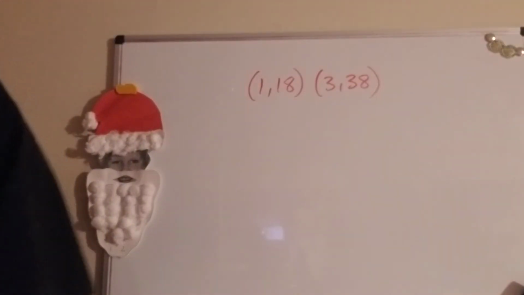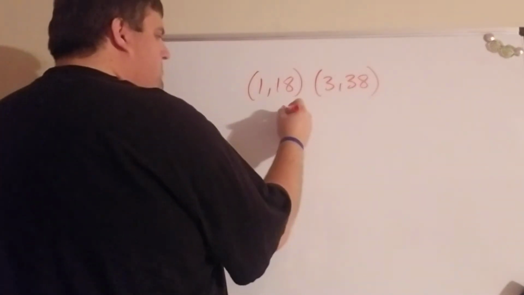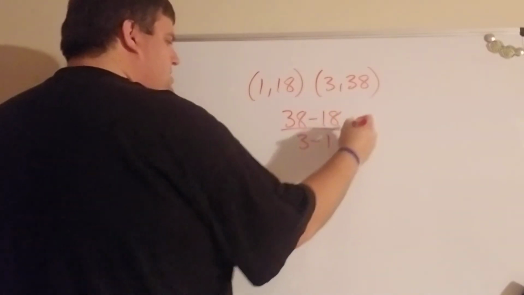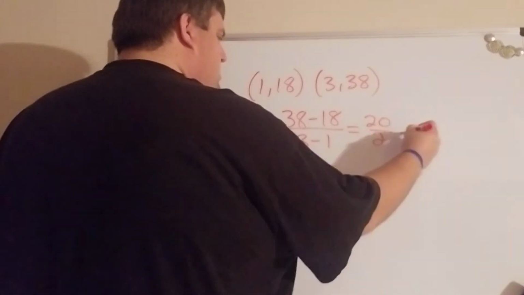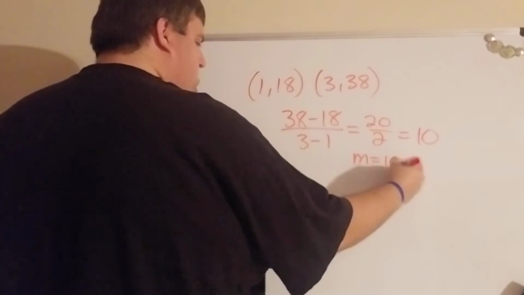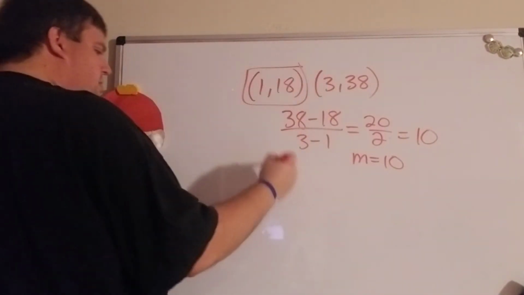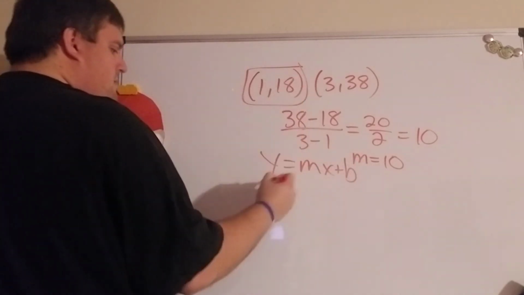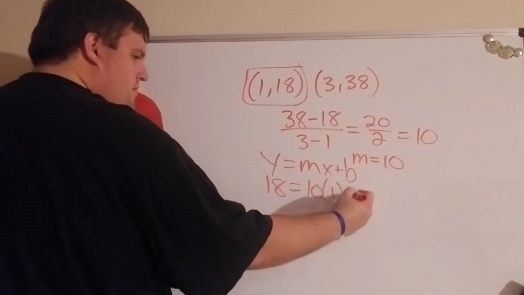All right, so let's say those are the 2 I pick. I'm going to find the slope. y2 minus y1 over x2 minus x1, which is going to give me 20 over 2, which is 10. So my slope here is 10. That's how much money he makes per hour. And then if I want my y-intercept, I'm going to pick a point. And I'm going to plug in 18 here. Slope is 10. 1 for x.